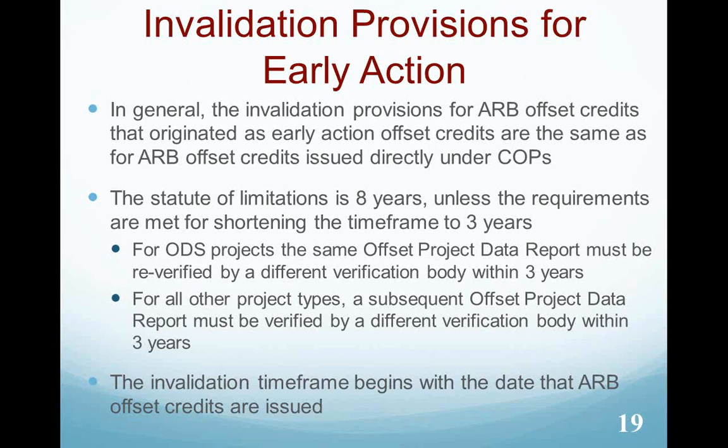That will satisfy the requirement of the second regulatory verification before the time frame is shortened to 3 years. The invalidation time frame begins with the date that ARB offset credits are issued. So for early action, if you're talking about a vintage year 2005, the 3-year time frame would not begin until the credits are issued by ARB. So if they're issued in 2013, that would give you 3 years to conduct that second regulatory verification, so until 2016.